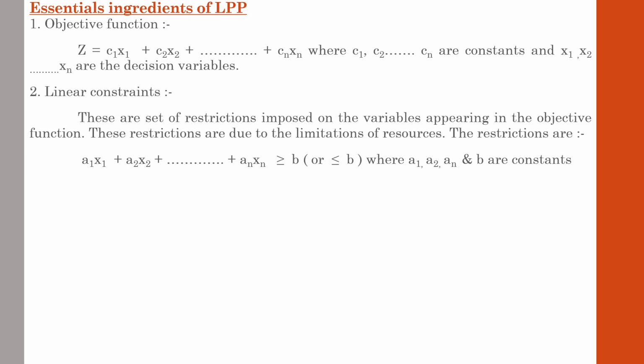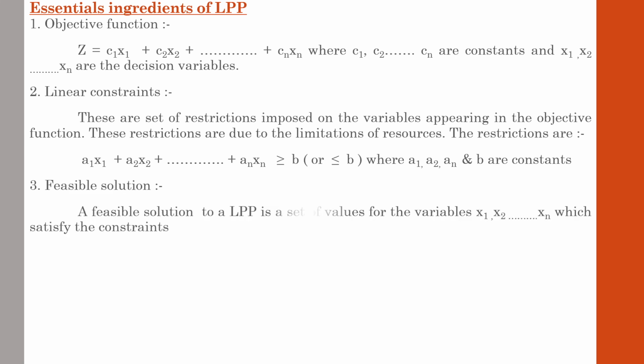And because that will be represented in the form of numbers, that is the meaning. Next one, feasible solution. A feasible solution to a linear programming problem is a set of values for the variables x1, x2, x3, x4, etc., which satisfy the constraints. We will come to that during the application level case. Anyway, I understand that these are the terms related with the essential ingredients of LPP.